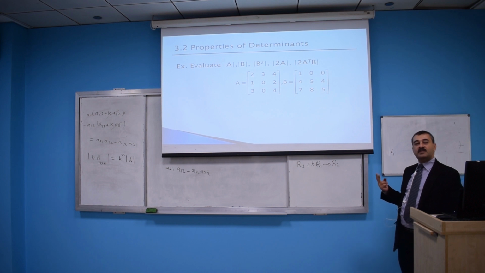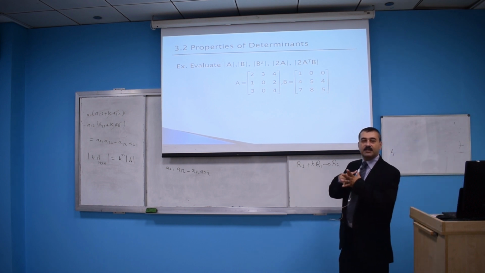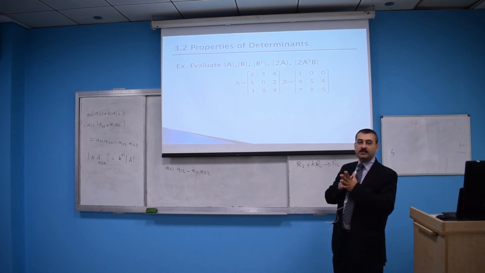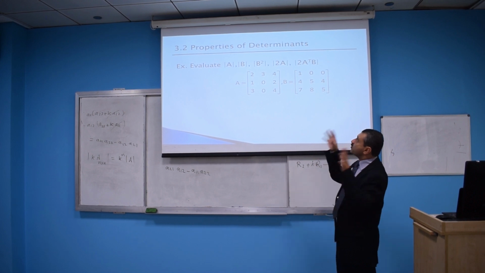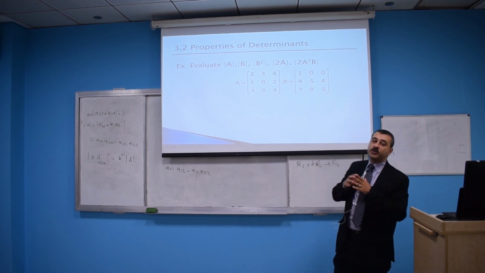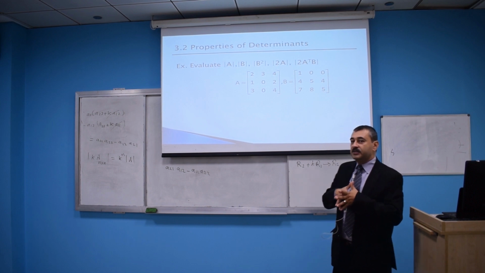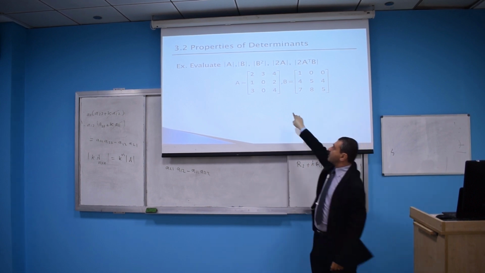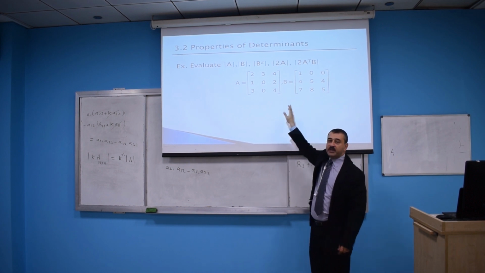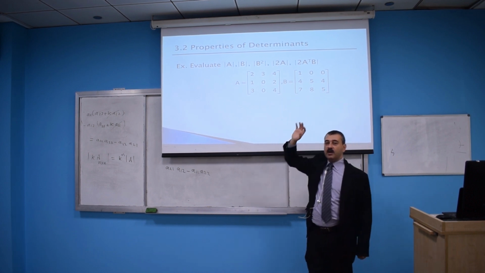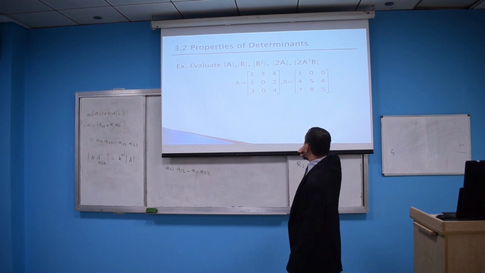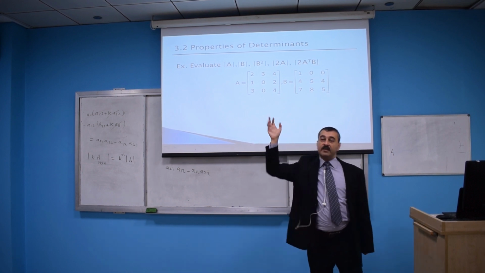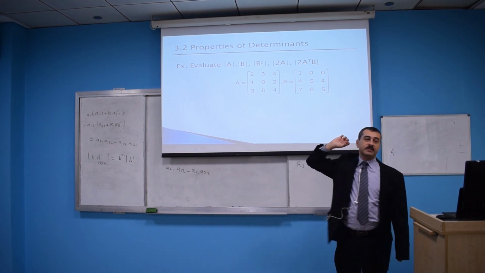Okay, let's take 2 minutes to find these quickly using the properties. Don't evaluate B squared or 2A or 2A transpose B. Just apply the properties to find them. First, you have to find the values of the determinants A and B using the row or column containing many zeros, and then find the values of the other determinants.